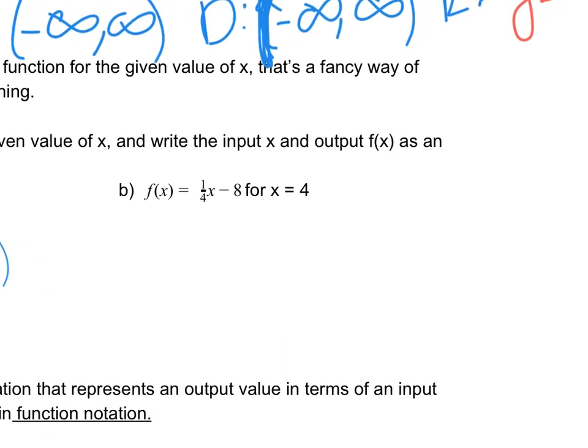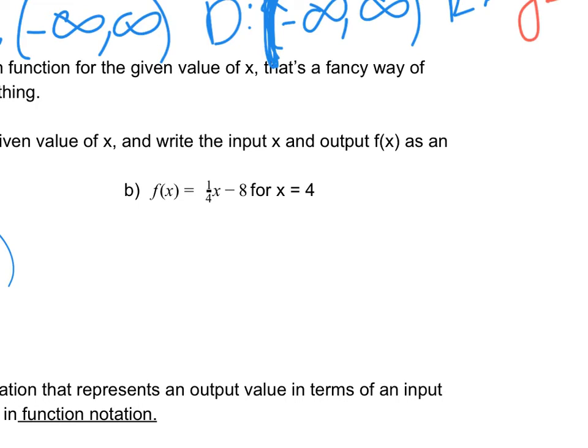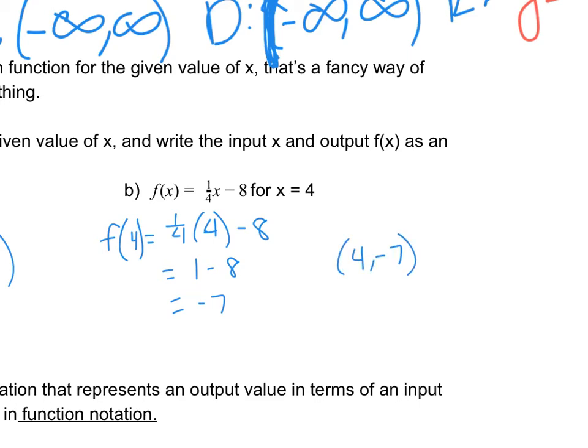Let's do another one with a fraction in it. Our favorite, we love fractions. So we have 1/4 times 4 minus 8, and that's f of 4. So 1/4 times 4, that's an easy one, it just turns into 1, they cancel. So 1 minus 8 would be negative 7. So the ordered pair would be 4, negative 7. That's it.